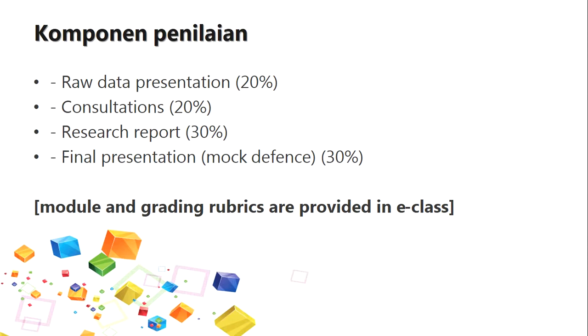And then final presentation, or in PBE we call it mock defense, that is also 30%. In this final presentation, you will need to present your final paper, your research report here, to 3 different examiners. Those are your lecturers later. So after you've done analyzing your data and then you write the results, then you present the results in front of these 3 examiners. The module and grading rubrics are provided in eClass.